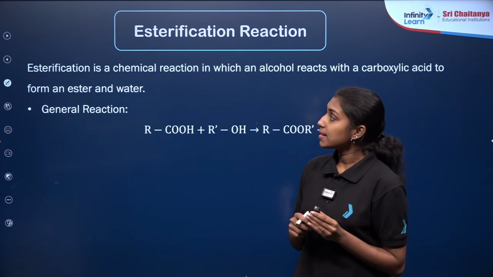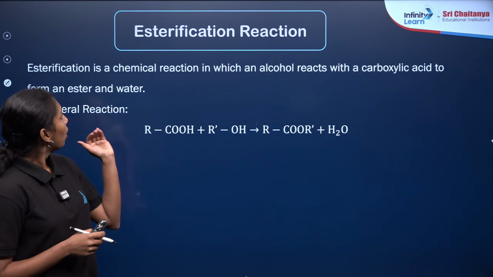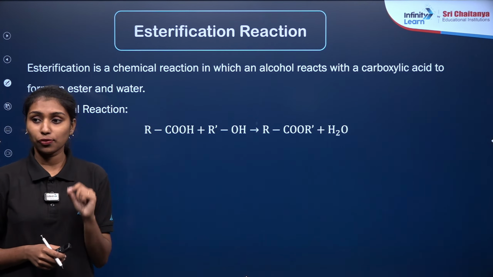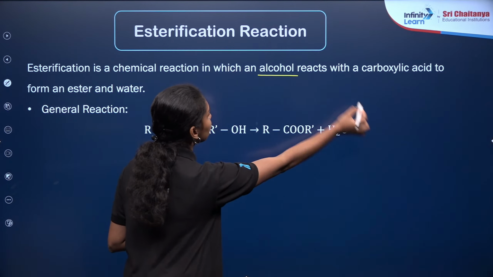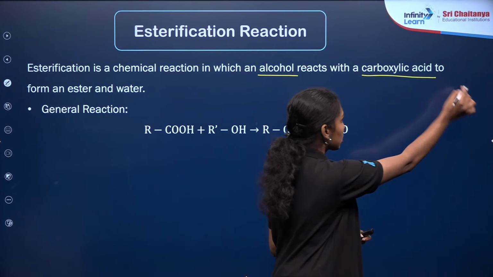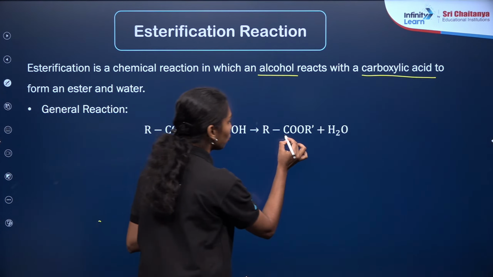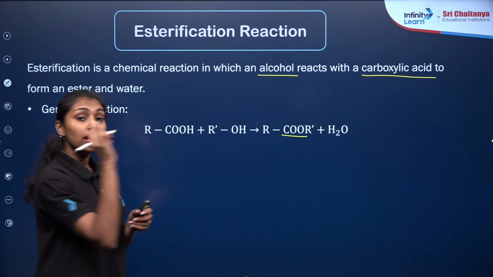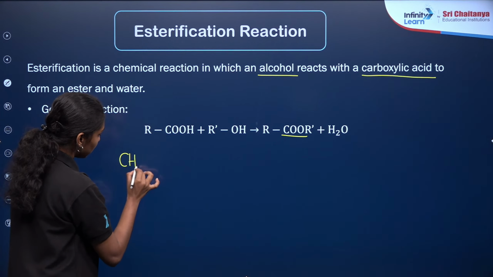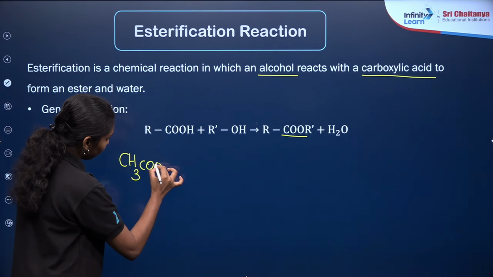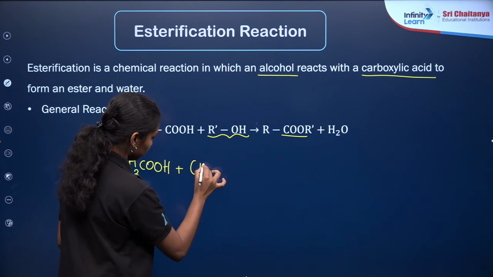Now we are moving to the last important reaction, which we have already discussed, the esterification reaction, right? So what do you mean by esterification? We are treating alcohol with a carboxylic acid, and it will react to form an ester compound. The functional group in the ester will be the COO group, right? For example, if you are taking CH₃COOH, that is our ethanoic acid, plus ethanol, alcohol, right?